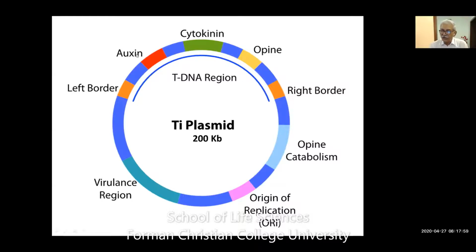So by removing the auxins, cytokinins, and opines, which consist of about 20 kilobase of the DNA region, we can put the DNA of our choice in there, because this is the natural tendency of the plasmid to produce a tDNA, because it has left and right borders and the virulence genes. And I will show you the mechanism of how the single-stranded DNA is produced.